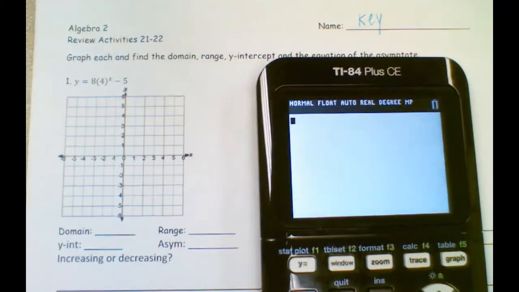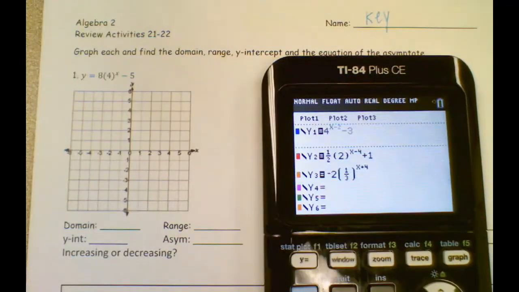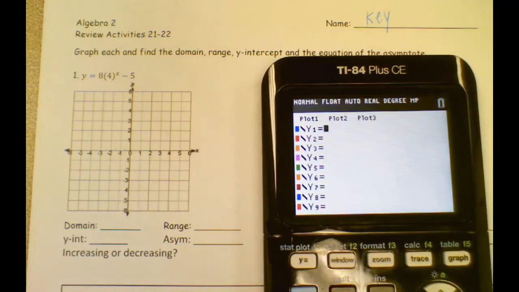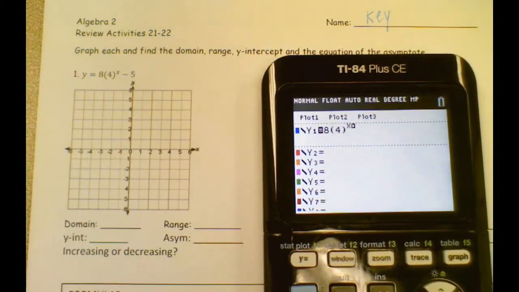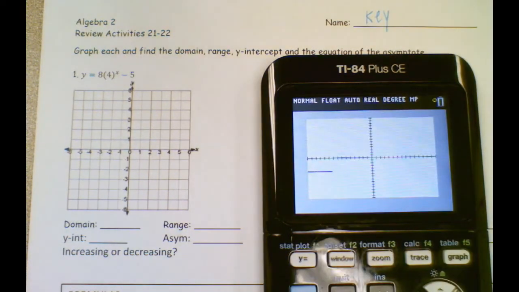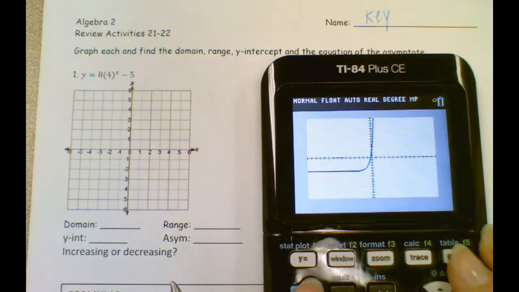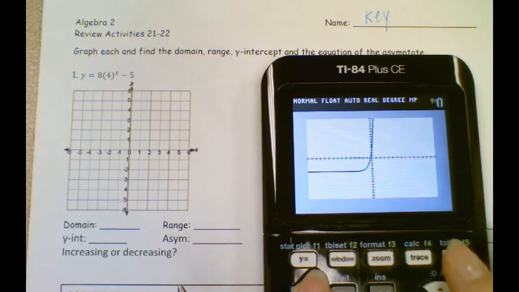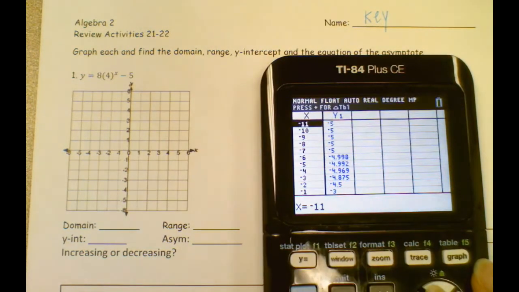Alright, so let's type this guy in. Let's go to the y equals screen. Oh, got a lot of equations in here. Alright, there we go. So we've got 8 parentheses 4 to the x power minus 5. All right, let's hit second graph. Let's start to plot some points.